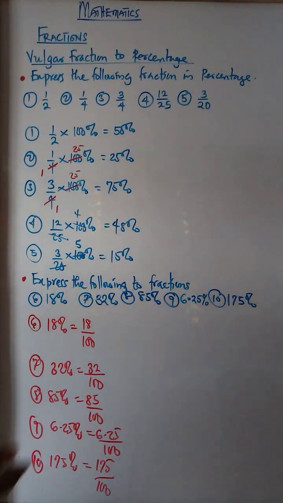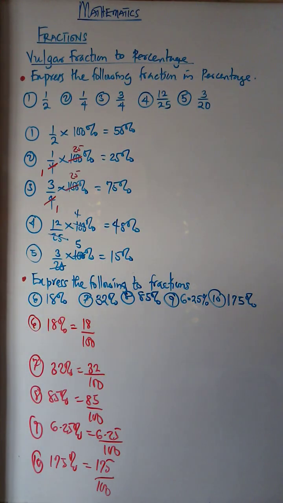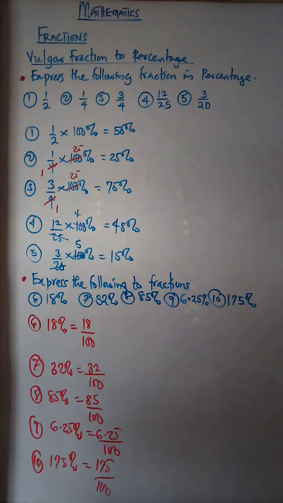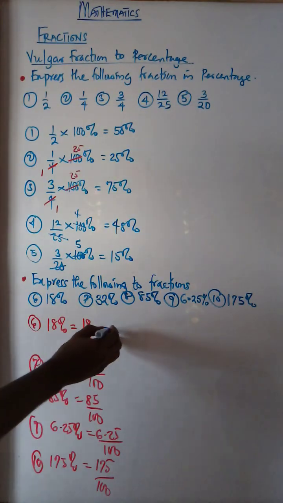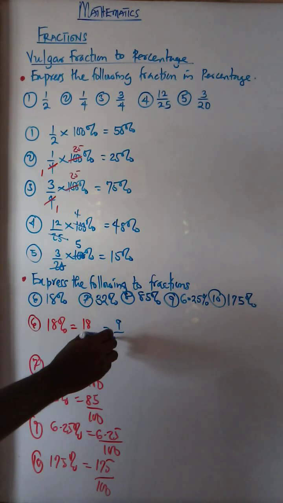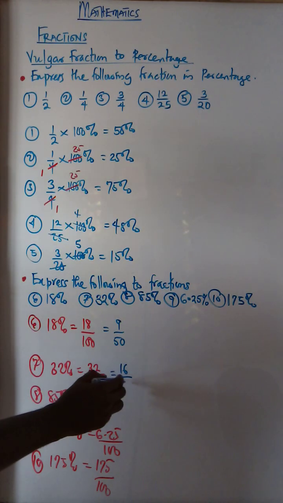But the thing is, in mathematics, we don't just express numbers this way. We have to reduce them to the lowest terms, using the least digits to represent them. So you check what can divide 18 and 100. 2 can divide, because 18 is even. 2 into 18 is 9. 2 into 100 is 50. So the answer is 9 out of 50. For 32, 2 into 32 is 16. 2 into 100 is 50.